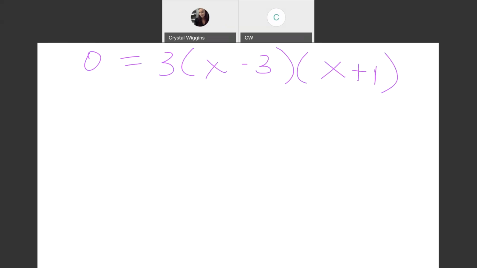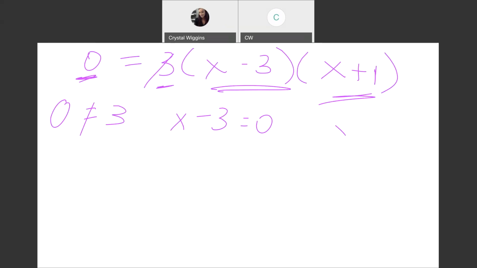Now, the zero product property says one of these three things has to be 0 in order to multiply to get 0. Well, we know that 3 is not the 0. 0 does not equal 3, so that's out. That's something we don't even have to look at. But when is x minus 3 equal to 0? And when is x plus 1 equal to 0?